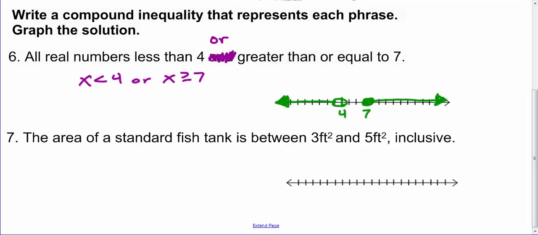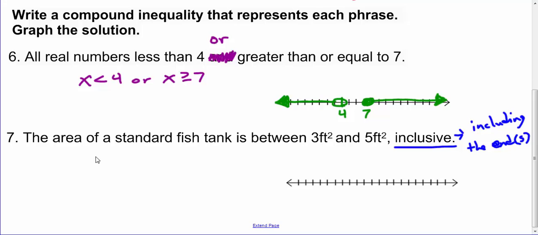Alright, let's take a look at the next one. So here we have the area of a standard fish tank is between 3 square feet and 5 square feet inclusive. Let's talk about that word for a minute. Inclusive means including the end or ends. In this case, that would be both cases. So 3 and 5 are part of the situation.